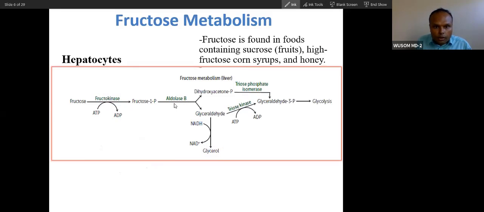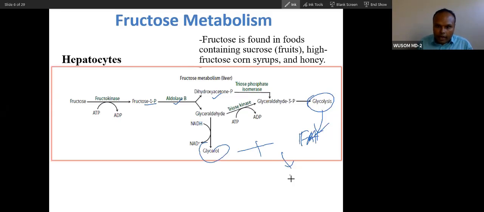Remember these two enzymes. Fructokinase will convert fructose into fructose 1-phosphate, not 6-phosphate. Remember, this fructose 1-phosphate directly breaks into two molecules, dihydroxyacetone phosphate and glyceraldehyde, only, not phosphate. This glyceraldehyde can be phosphorylated by different enzymes. That's a different thing, and it will go into glycolysis, and through glycolysis it can produce fat. Glycerol plus fatty acid will make fat. So you know this.